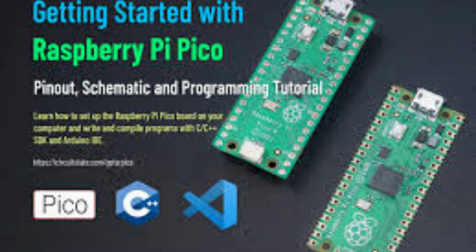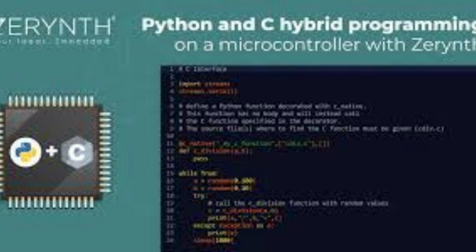Assembly. Assembly is a low-level programming language that provides direct control over the microcontroller's hardware. It is highly efficient, but requires a good understanding of the microcontroller's architecture and can be difficult to write and maintain. C++. This is an extension of the C language and is also used for microcontroller programming. It provides object-oriented programming features and can make the code more maintainable and easier to read.